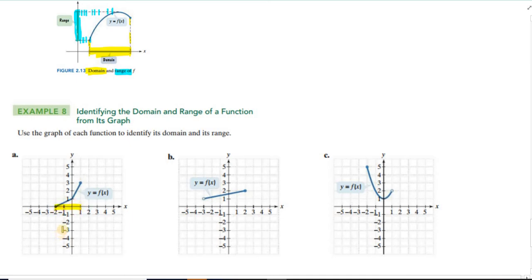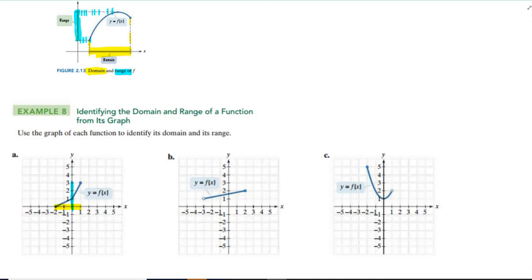That is my domain. Then I'm going to use a blue color for my range. So my range, actually, I'm starting at the bottom right here and then going up until right there. That is my range, because my graph started from 0 and then ended at 3. Okay, so that is my range.